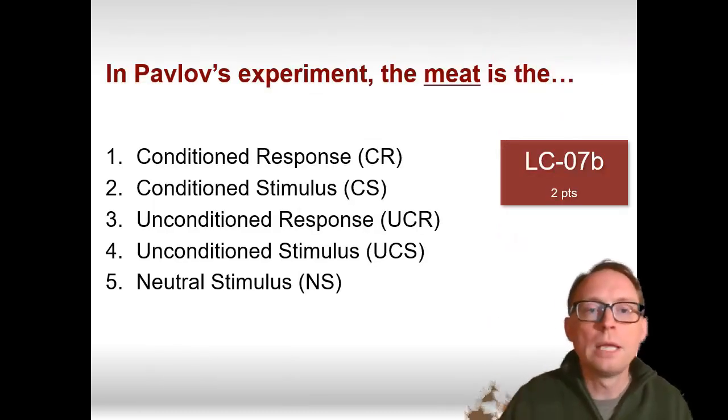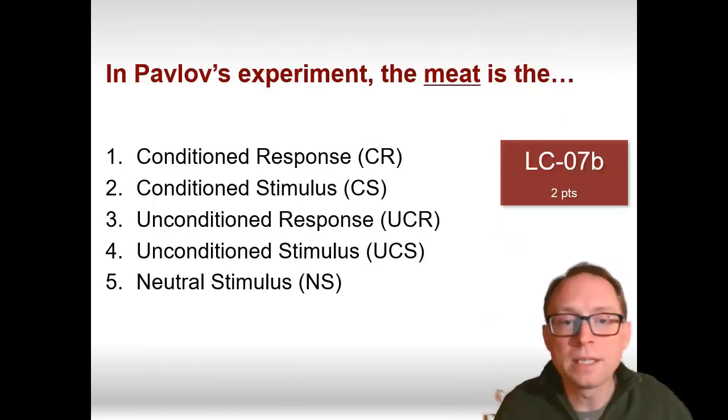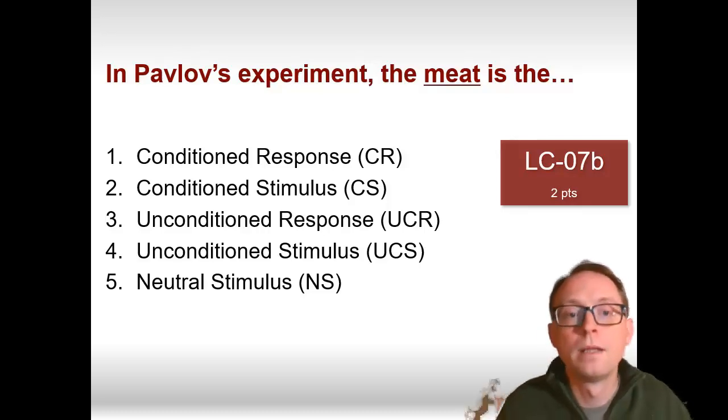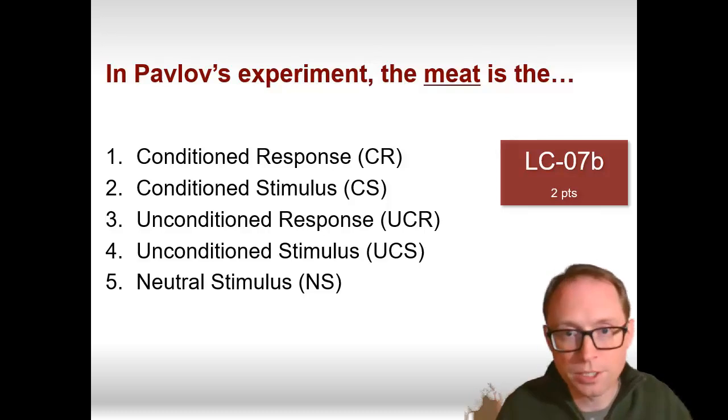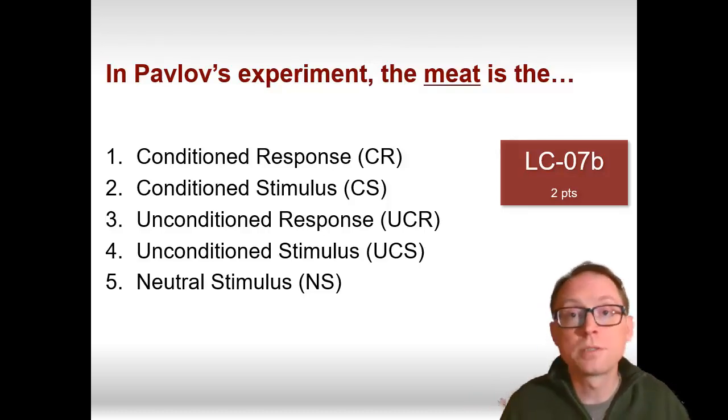In Pavlov's experiment, the meat is the unconditioned stimulus. It's unconditioned because dogs naturally drool when they have meat. All right? Okay. Let's keep going.